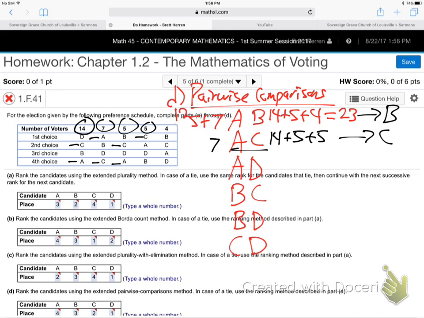So we're asking the crowd, the will of the people, if it was just A and C, who do you like better? They're like, well, we like C better than we like A. That's certainly the will of the people, right? When we added them up. Let's do the next one. How about A versus D?